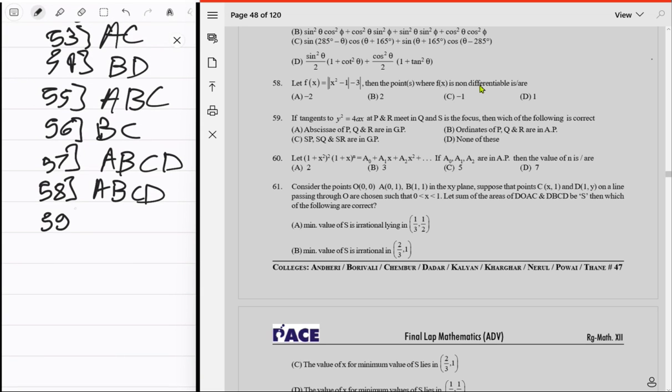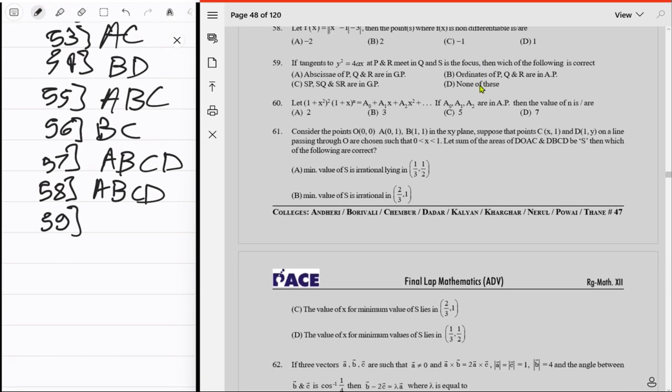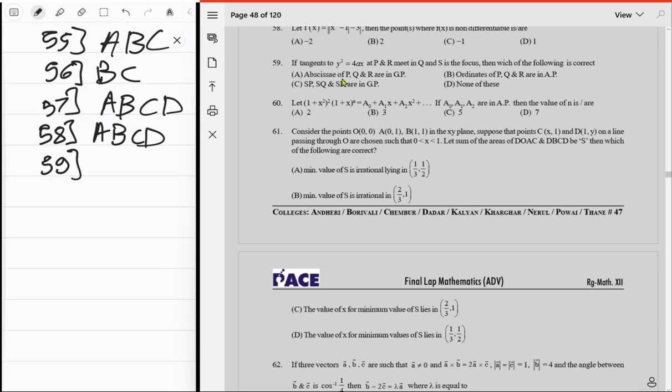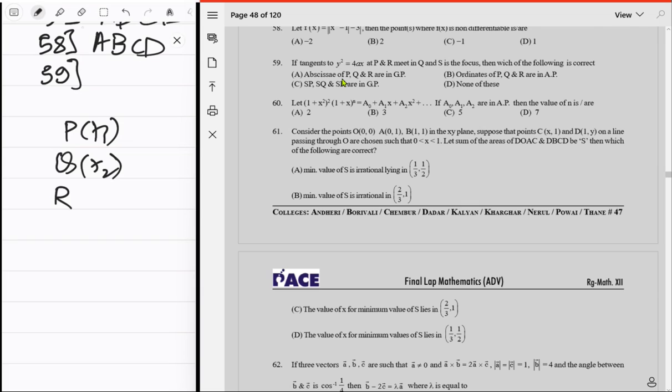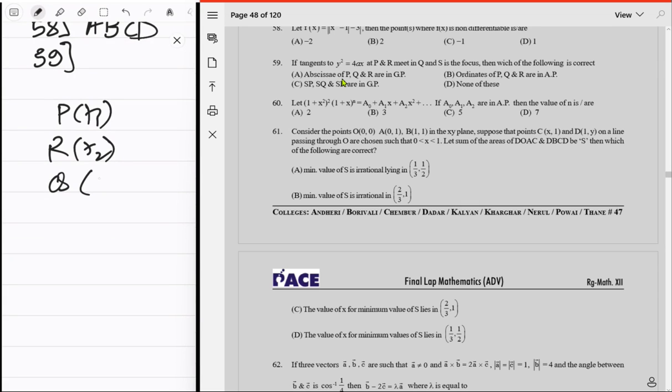Oh, so बोलो -1 number of points is over. 59: tangent to this at P and R meet in Q, and S is the focus, and which following is correct. Okay, so right at P and R, suppose हमारा P ये है, just AT1 square, just say PT1, right? तुम्हें पता है कैसा रहता है, just QT2, then अपना जो R रहेगा, अच्छा नहीं ये R था ना? Okay, this thing is R and then Q is just AT1 T2 comma A times of T1 plus T2.